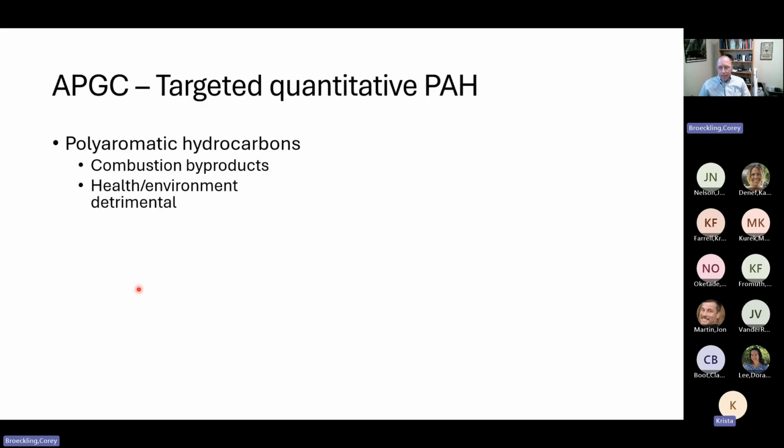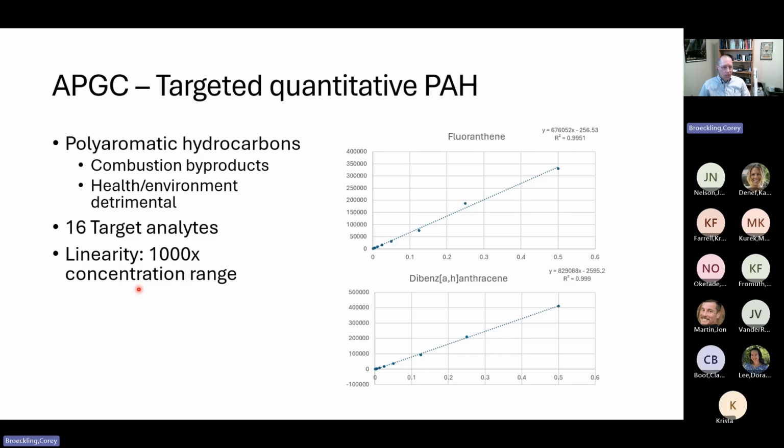Now, I want to highlight one of the applications that Jeff has been developing on this for a client. We were interested in measuring polyaromatic hydrocarbons. These PAHs are combustion byproducts, and they have detrimental health and environmental effects, which prompts people to be quite interested in monitoring them. For this particular assay, we are targeting 16 analytes, which are on the EPA list of targeted polyaromatics. We've put together a quantitative assay using isotopically labeled standards.